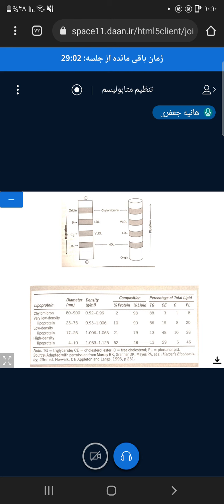خب من این قسمت توضیحات ساختار و عملکردشون رو میذارم برای جلسه آینده خدمتتون توضیح میدم. بعد و اینکه اینها چه سرنوشتی پیدا میکنن توی بافت‌های مختلف.